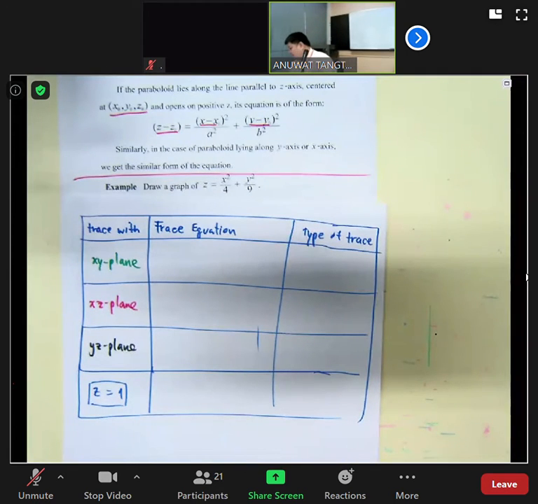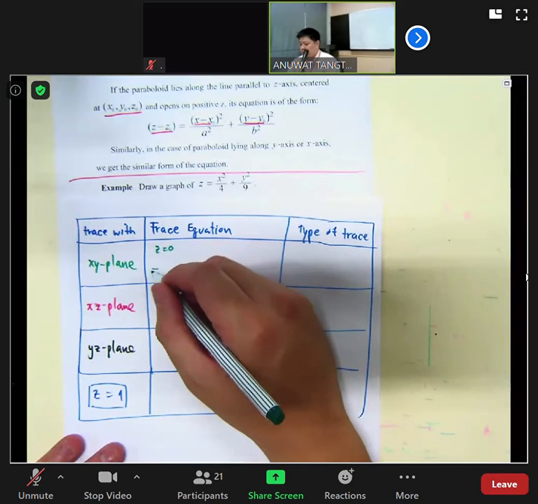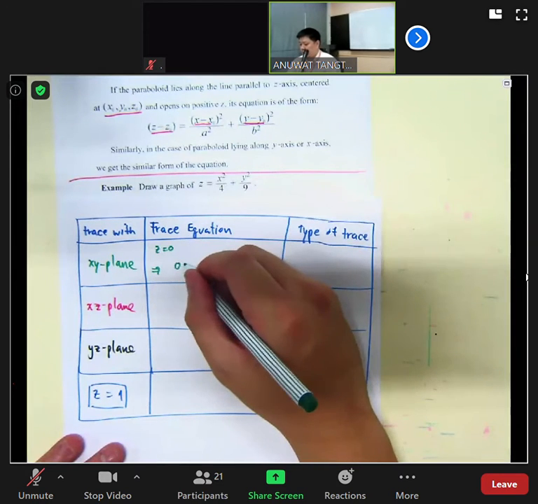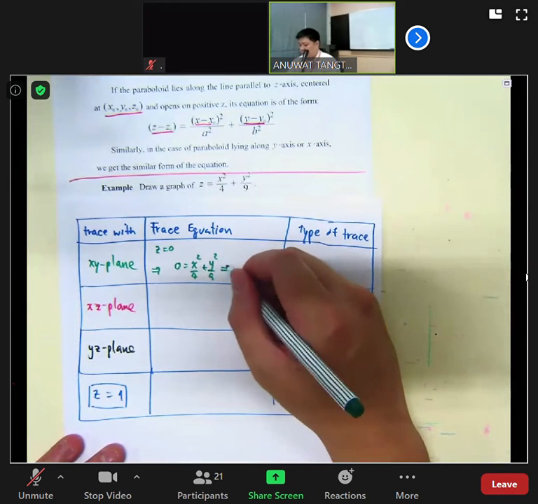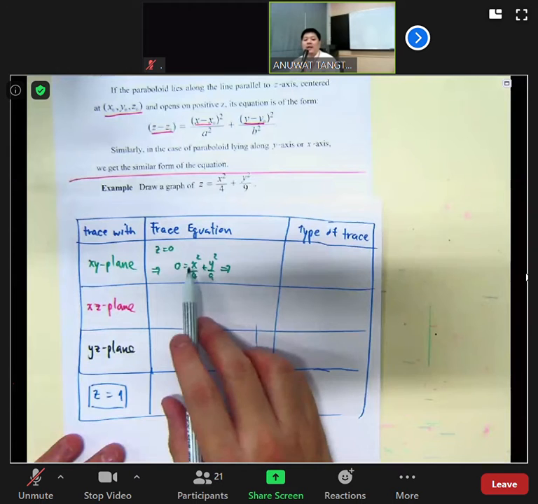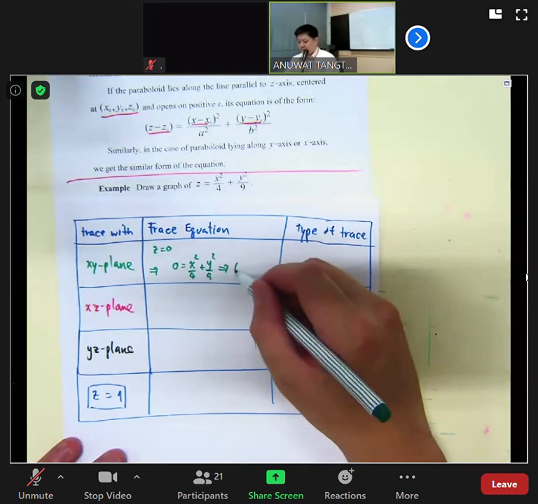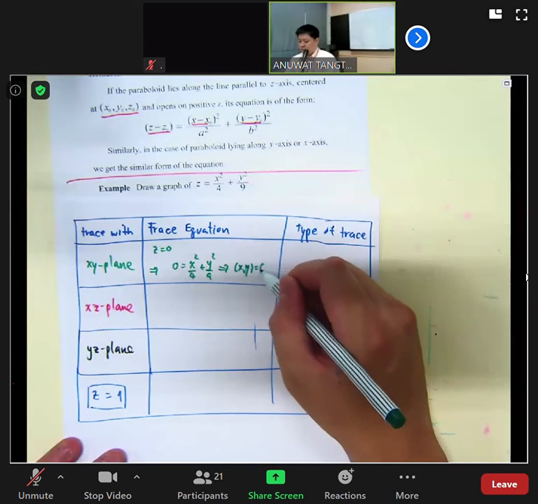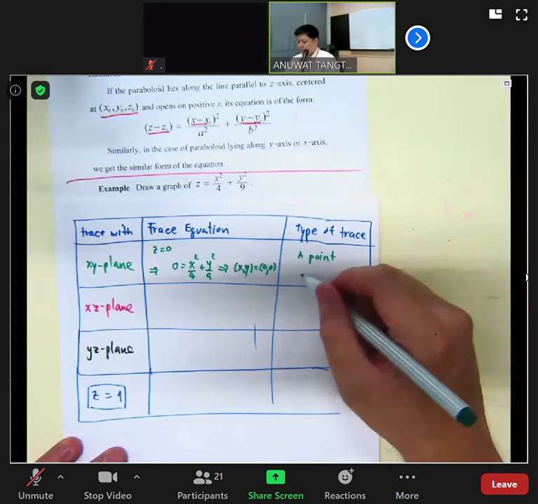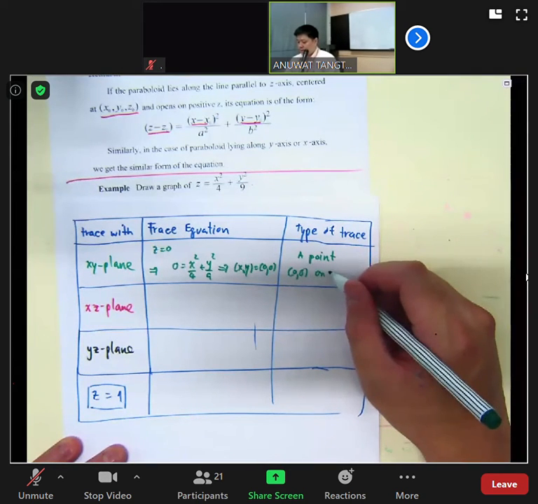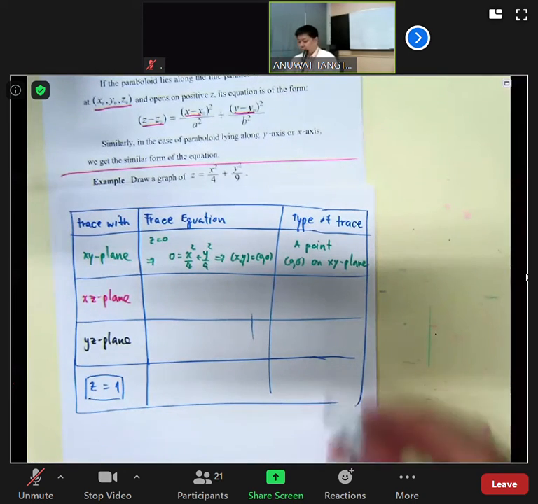On the xy plane, we let z be 0. So the equation comes out to be 0 equal to x squared over 4 plus y squared over 9. The right hand side is greater than or equal to 0 and the left hand side is 0, so this would be xy equal to 0, 0. It's just a point, 0, 0 on the xy plane.